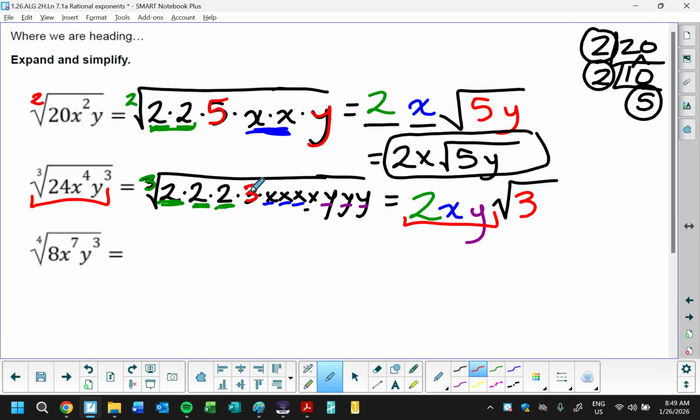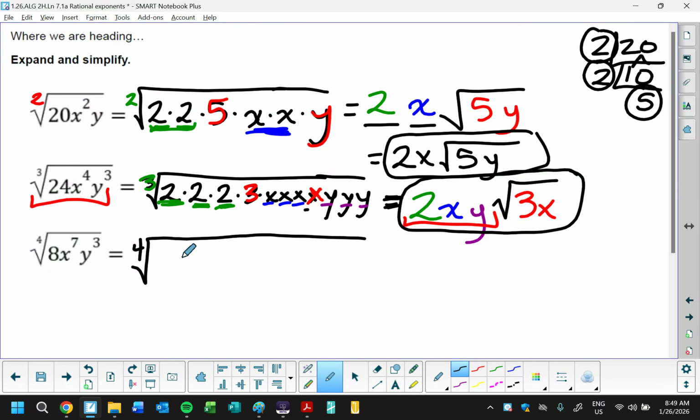And is there anything in addition to the oh yes, we do have an extra x. Now those, my friends, are equivalent. The cube root of 24x to the fourth y to the third is the same, and one could even say simplified, to be 2xy times the square root of 3x. One more, and this one's going to be a bit more of a challenge, perhaps, maybe not.